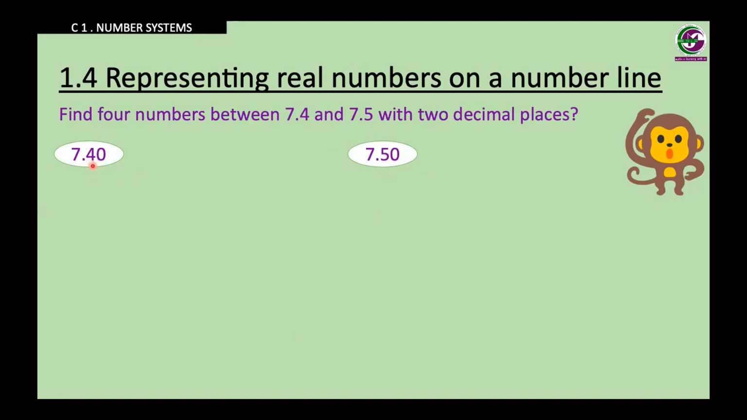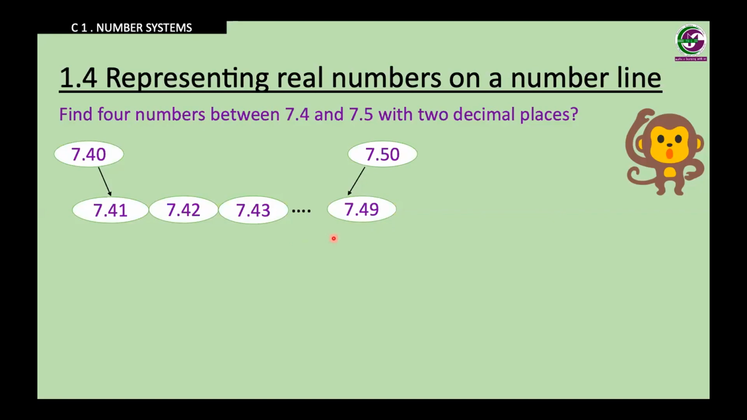Now you can read this. In between 40 and 50, you can find another 9 numbers. So 7.41, 7.42, 7.43, 7.44, continue until 7.49. Again, you can choose any of these 9 numbers.